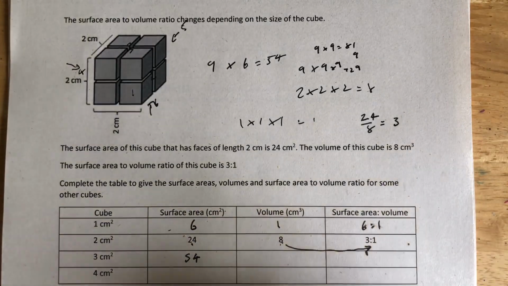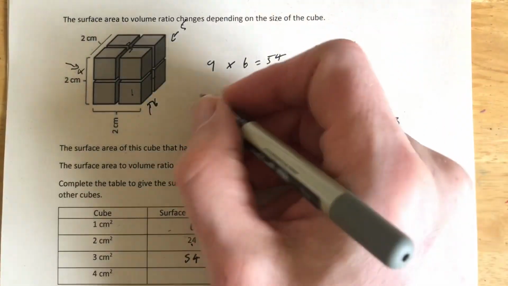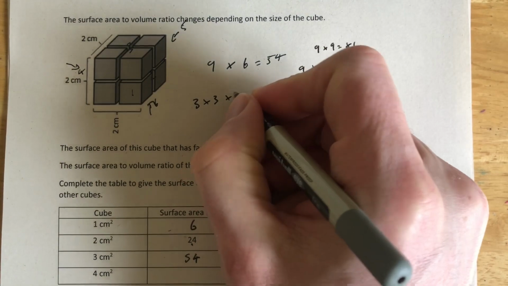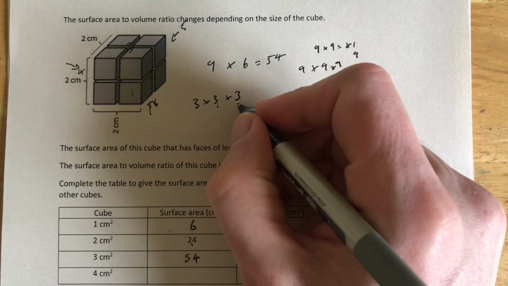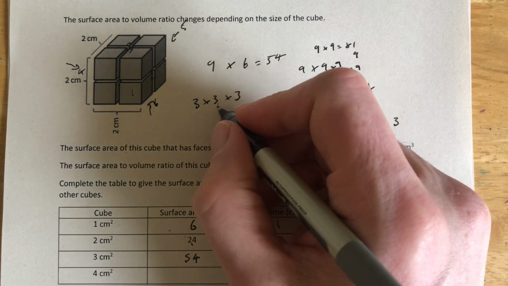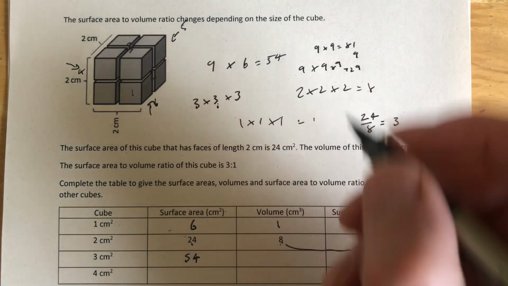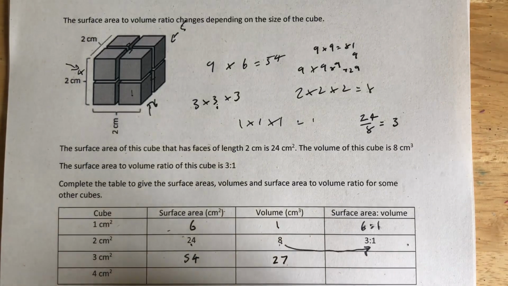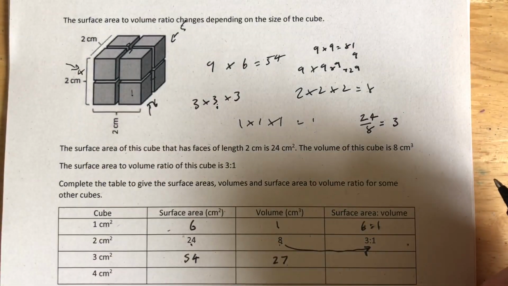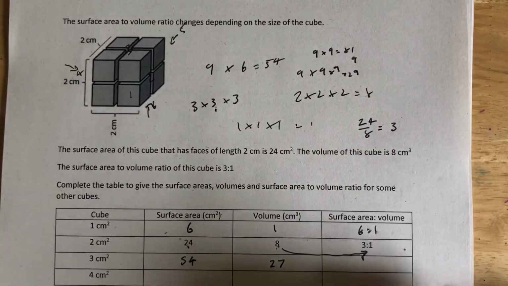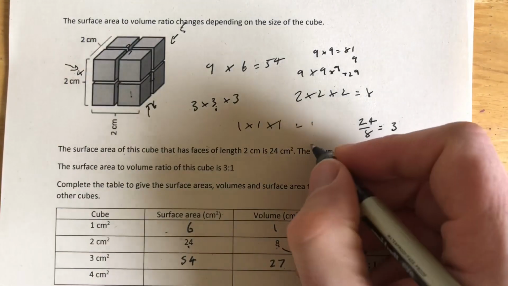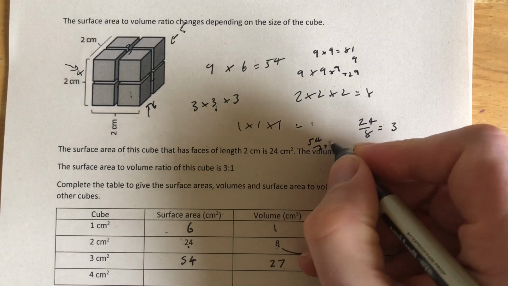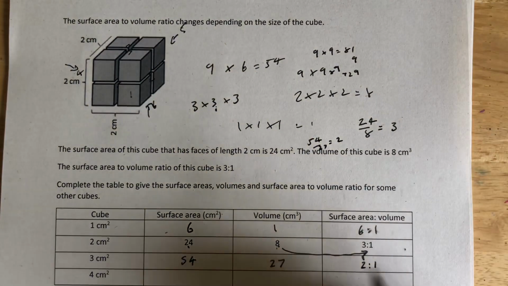So to do the volume of this 3 centimetre cube, it's going to be 3 times 3 times 3. Sorry, 3 times 3 is 9, times 3 is 27. So 54 divided by 27, that's going to be 2, isn't it? So that's going to be 2 to 1. 54 divided by 27 is 2. So 2 to 1 for that one.